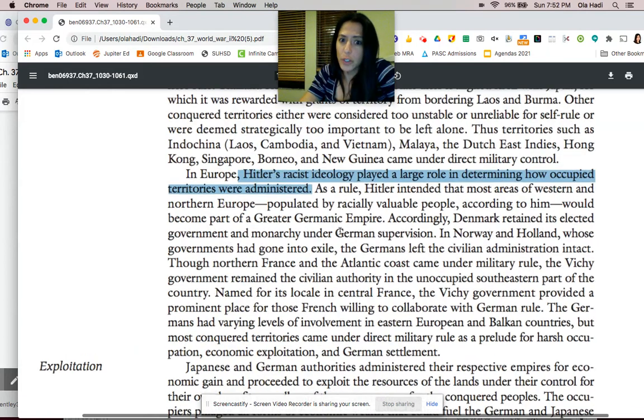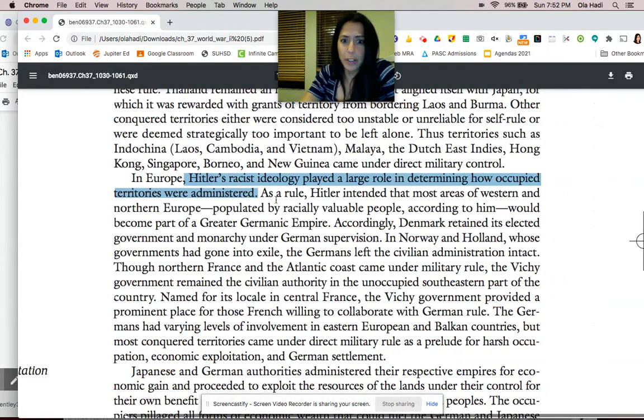How they're administered also depends on if they were seen as racially superior or inferior. So certain areas, for example, by Hitler, were seen as racially valuable, and so they were allowed to continue to rule themselves. For example, Denmark retained its government, Norway and Holland, the Germans left a civilian administration intact. In France, it differed on what part of France you were in, and there was a type of government called the Vichy government that was basically collaborating with the Nazis, whereas they left a civilian government in other parts of France.